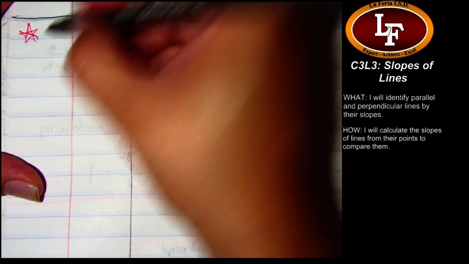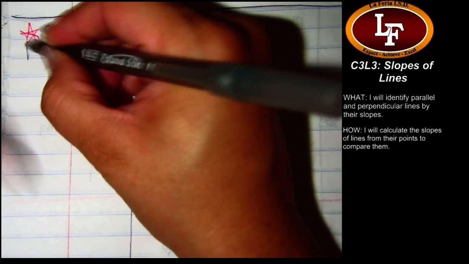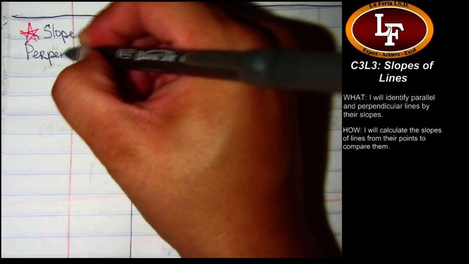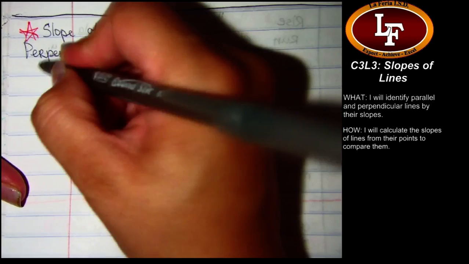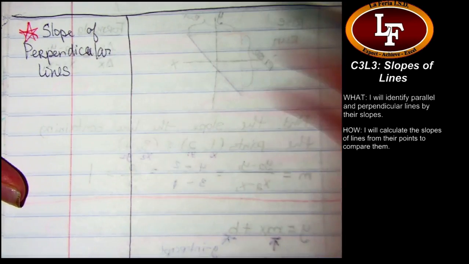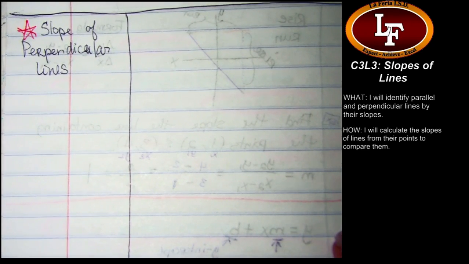All right, I'm on the next page. I want to talk a little bit about slope of perpendicular lines. And I'm moving into this one next because this one is kind of the weirder one. Is that the one where the lines go like a plus sign? Yeah, they kind of make that plus sign.